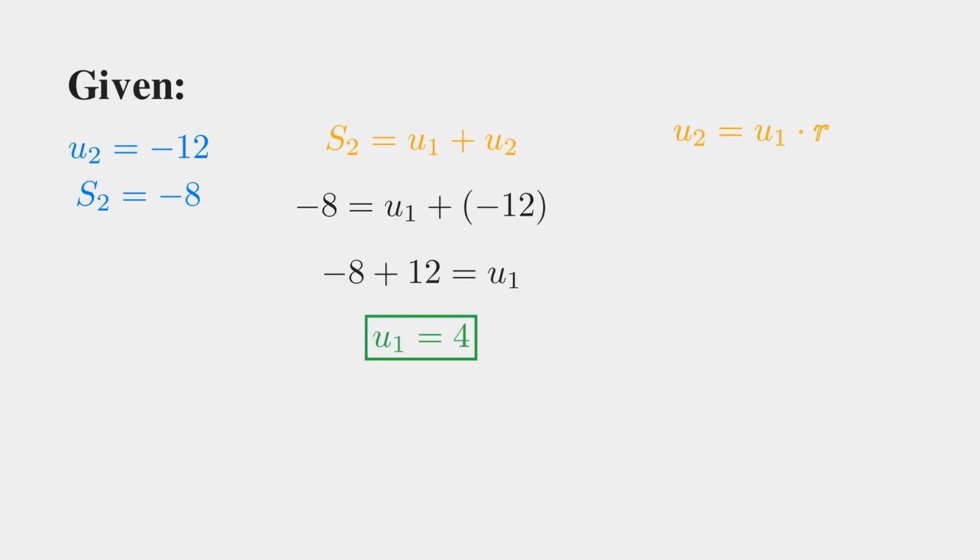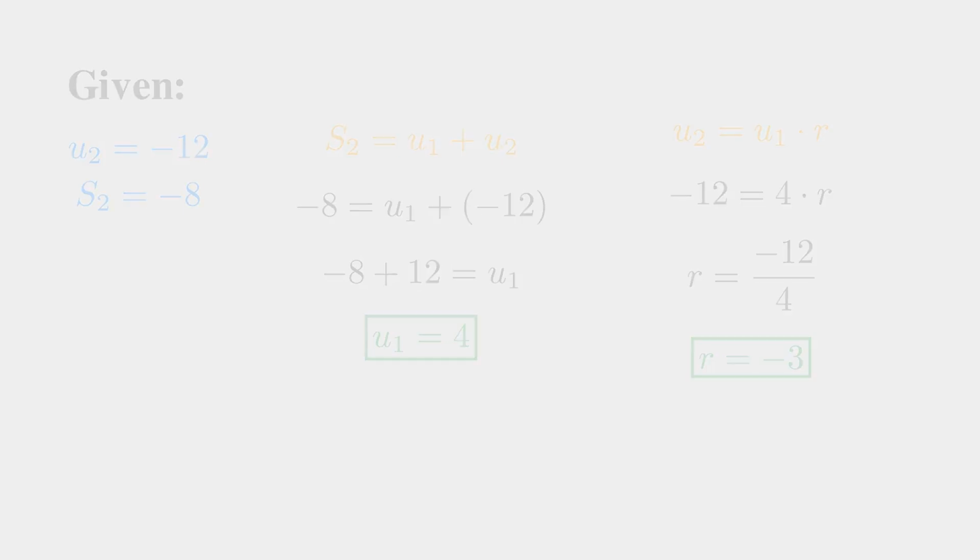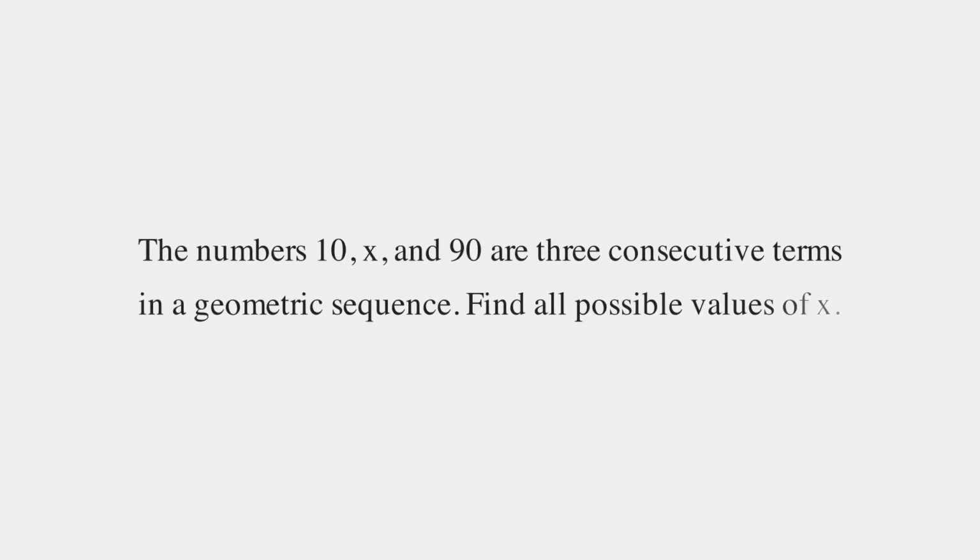We know that the second term is the first term times the common ratio. So U2 is equal to U1 times R. Replacing our values, we get negative 12 is equal to 4 times R. Dividing both sides by 4, we find that R is negative 3. So our first term is 4 and the common ratio is negative 3. In example 4, we are told that 10, x, and 90 are consecutive terms in a geometric sequence. We need to find all possible values of x.